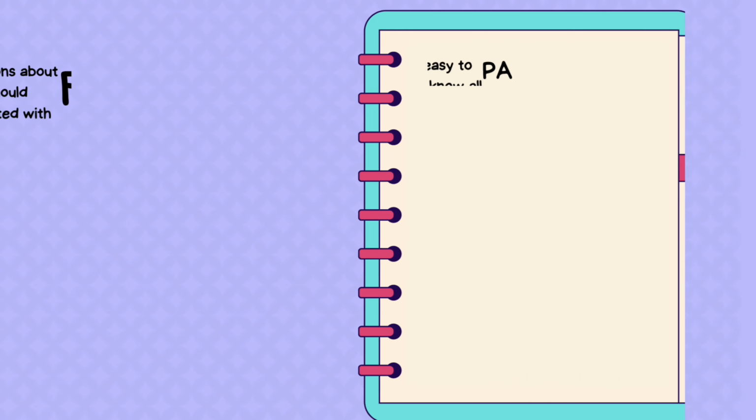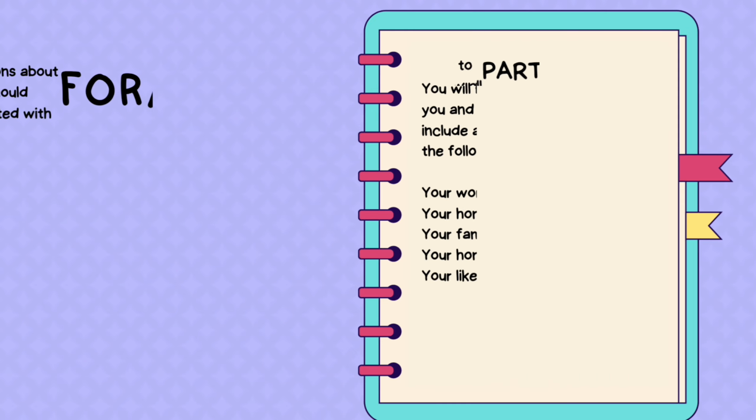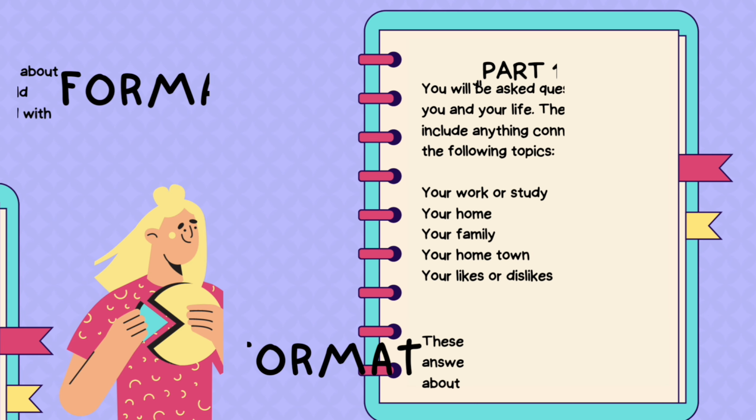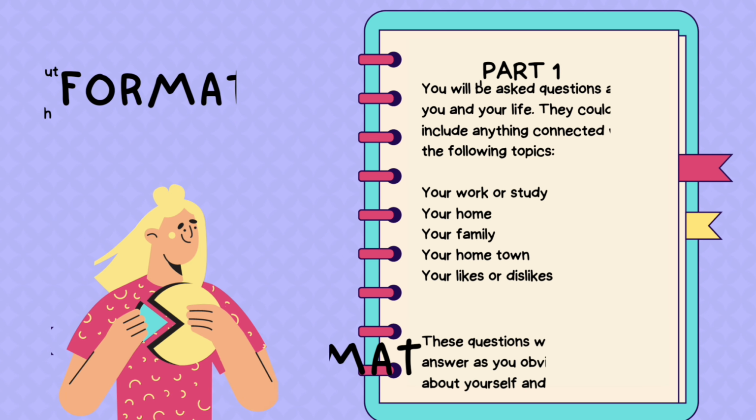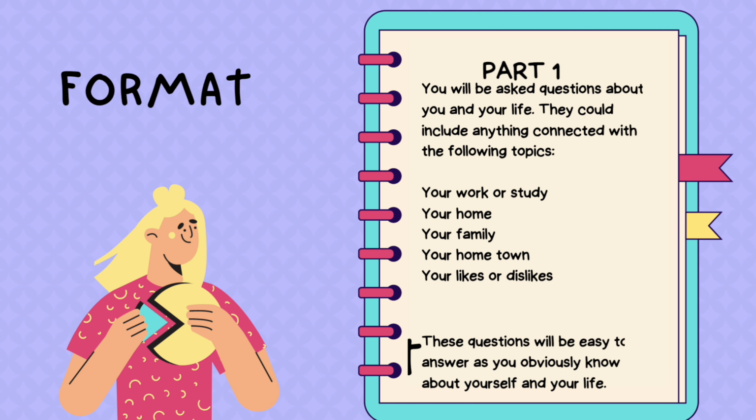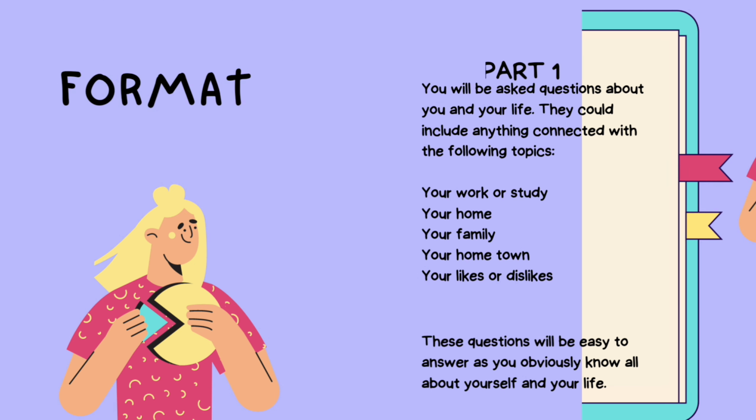Then obviously in part 1, the examiners will ask you questions, and most of the questions in this session will be very familiar to you, because the examiners will be asking you questions like how are your studies, and whether you are working or studying, or whether your family is good and what kind of family you have, small family or joint family, and obviously questions about your hometown, your likes or dislikes, questions like that. And these questions will be easy to answer, as you obviously know all about yourself and your life.